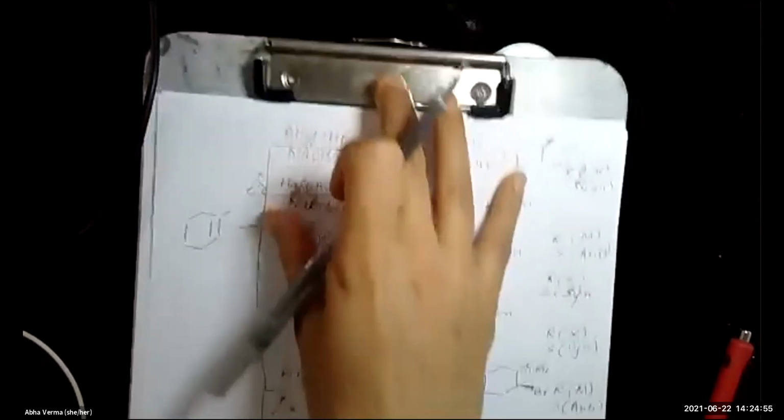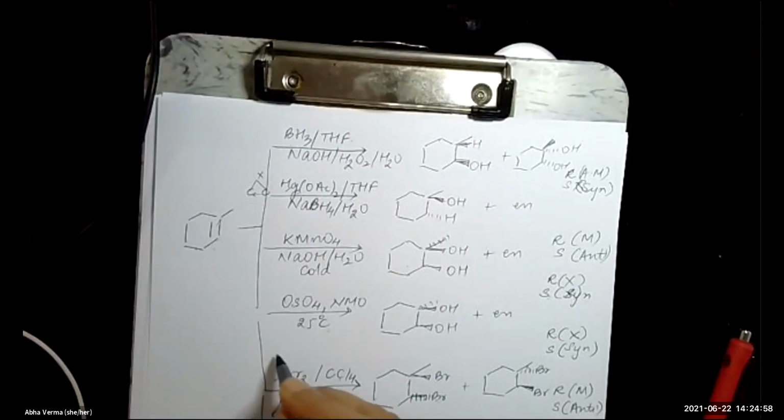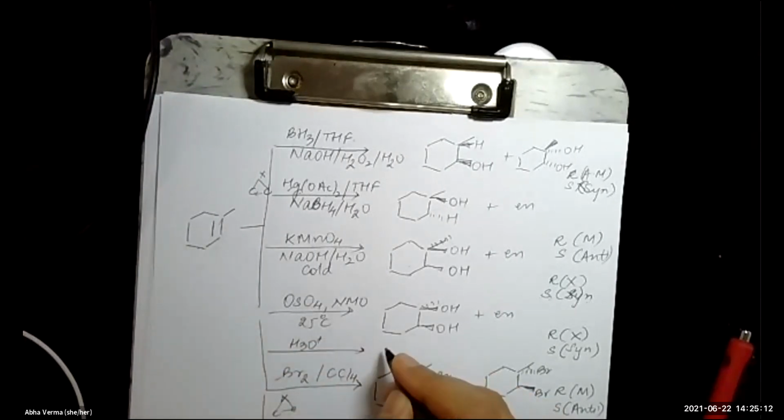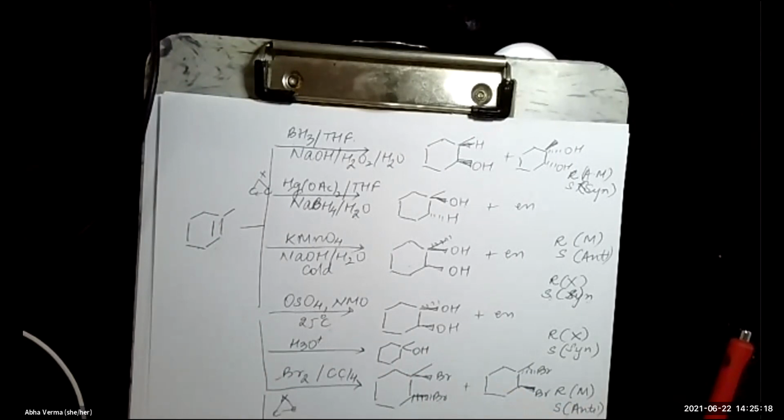Okay. I think I missed one alcohol formation here. So water, acidic water, and then you are going to get a rearranged product. Usually you will get a rearranged product, but here, no control on stereochemistry. No control on anything. It'll be just a carbocation affected structure.